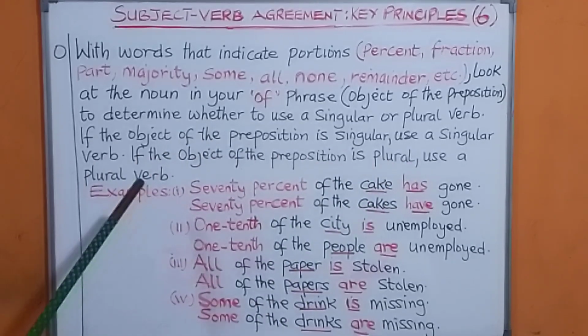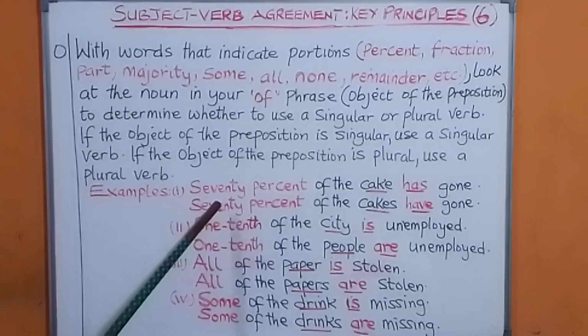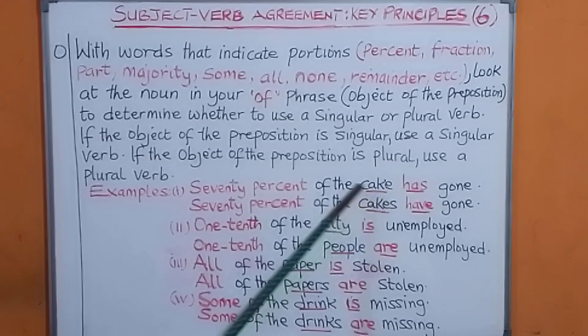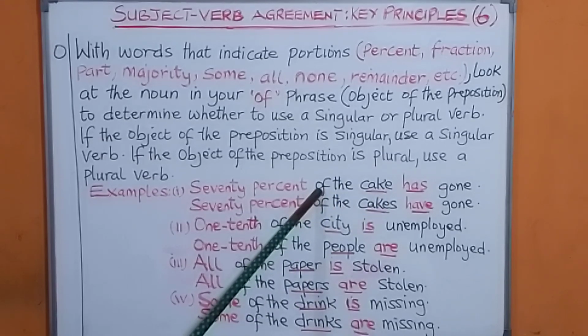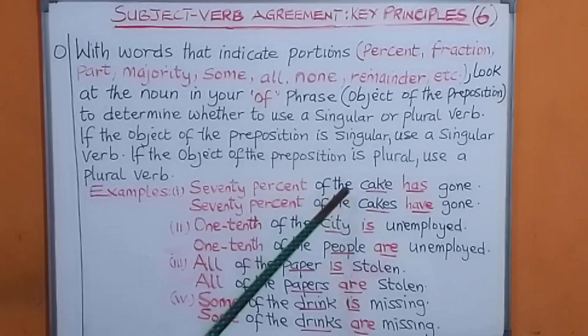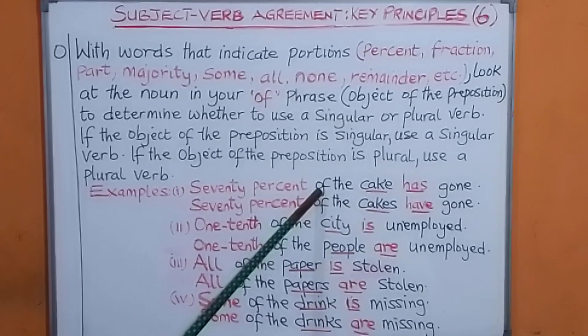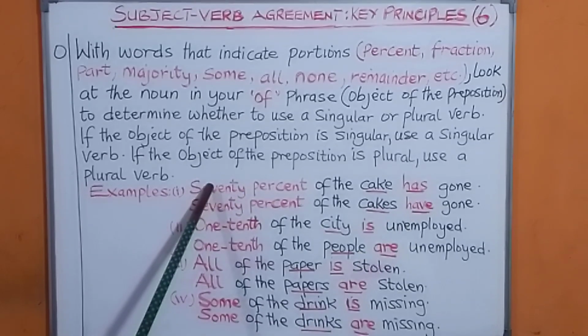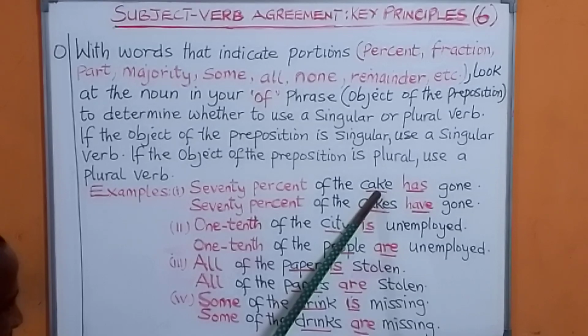We are going to illustrate that. Examples. Look at it. 70% of the cake. The phrase of the, the object of the preposition is cake, and this cake is singular. So you are going to use a singular verb. Has. That's why we say has. 70% of the cake has gone.